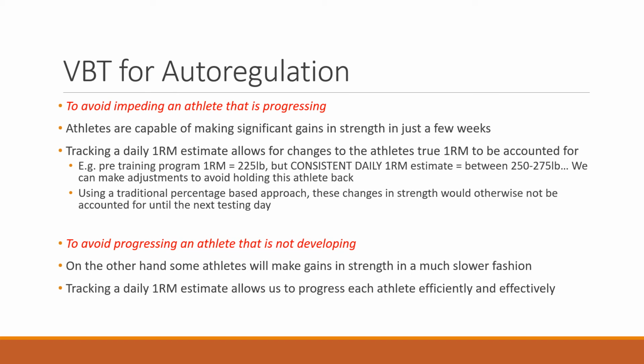Tracking a daily 1RM estimate allows for changes to the athlete's true 1RM to be accounted for. For example, pre-training program 1RM of 225 pounds, but a consistent daily 1RM estimate of between, let's say, 250 and 275 pounds, well, now we know we can make adjustments to avoid holding this athlete back. Using a traditional percentage-based approach, these changes in strength would otherwise not be accounted for until the next testing day, which, as we know, may be weeks or months down the line.